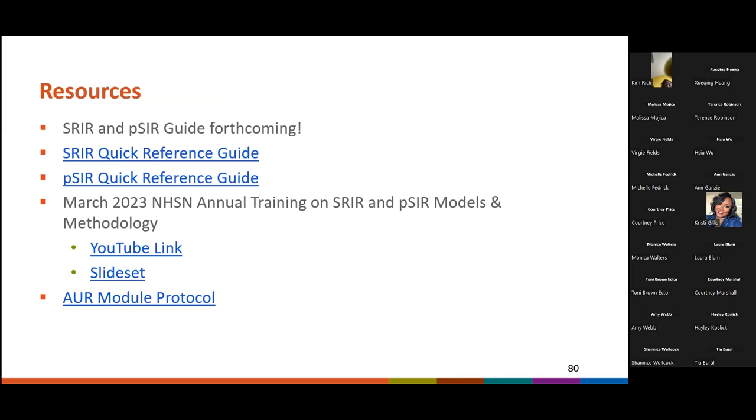For resources, our guide to the SRIR and the pSIR is forthcoming. We're hoping to get it through the CDC clearance process, so we hope to get that posted very soon. We do have SRIR and pSIR quick reference guides that are available to help users run and modify these reports. We also linked to last year's training session, the video and the slides that discuss in depth the SRIR and the pSIR models and the methodology. And the AUR module protocol is also linked here.